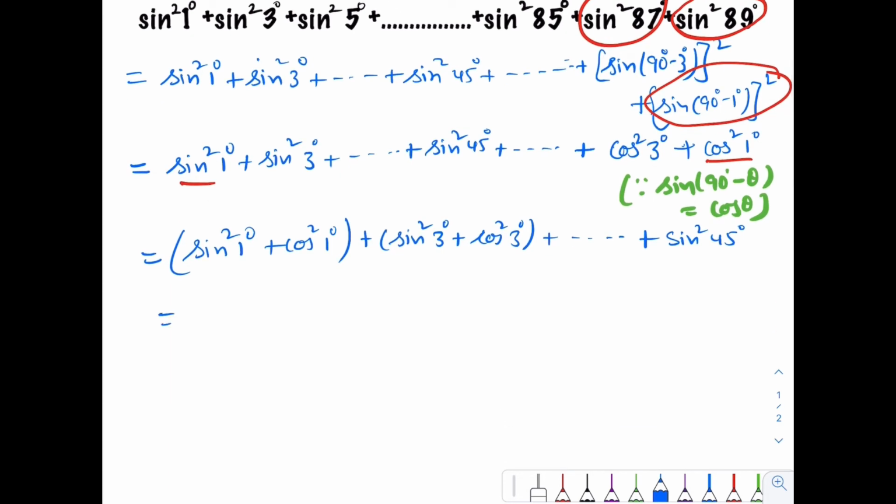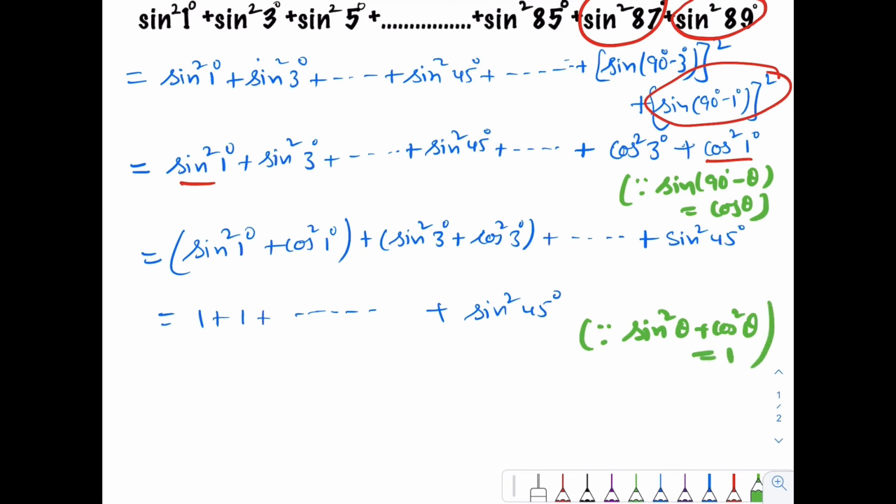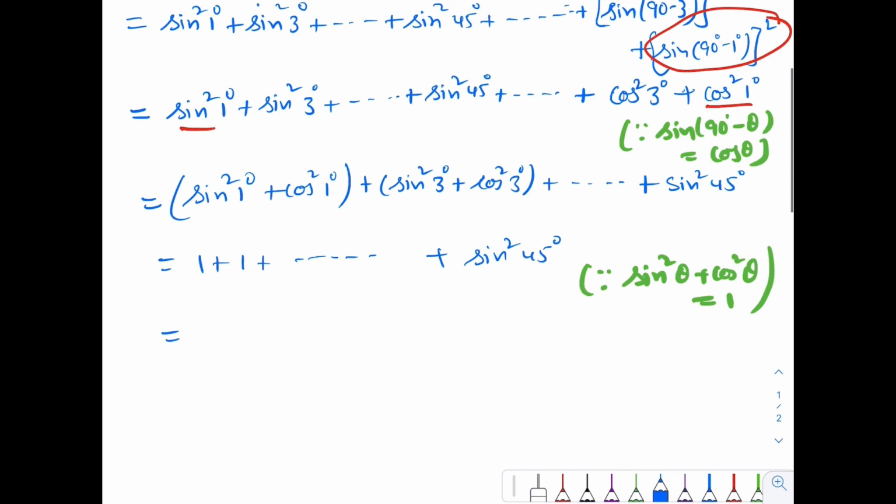So this is equal to 1 plus 1 plus and so on, 22 times. We have 22 terms plus sine square 45 degree. Now this is equal to 1 into 22, because 22 times 1 plus 1 plus 1, plus sine square 45 degree. We know that sine 45 equals 1 by root 2, whole square.